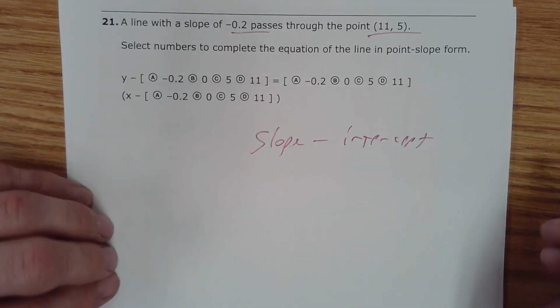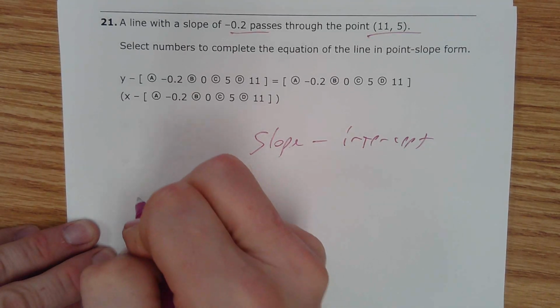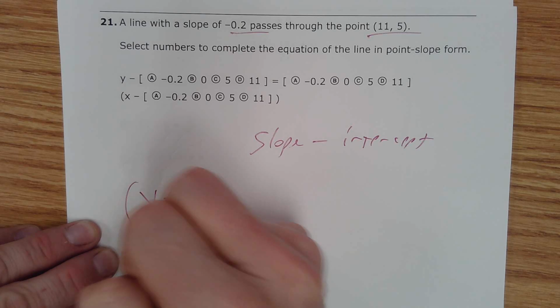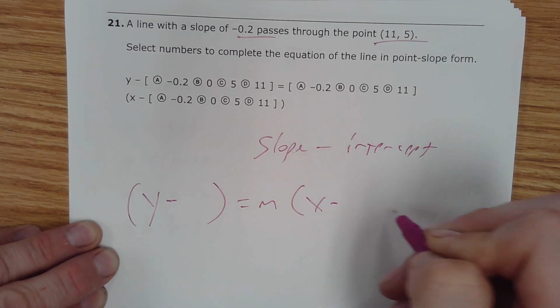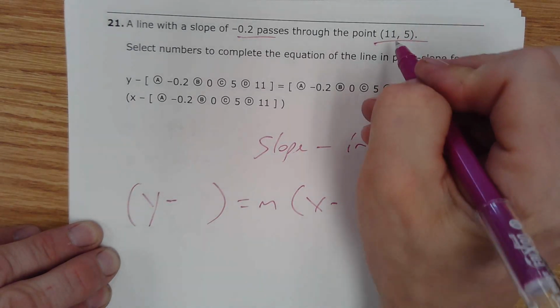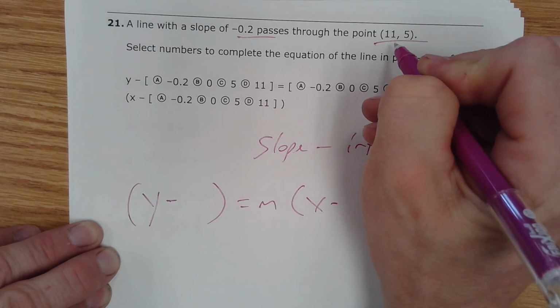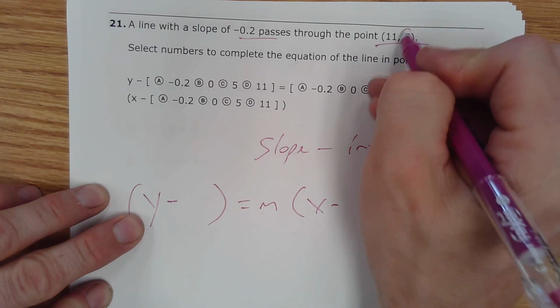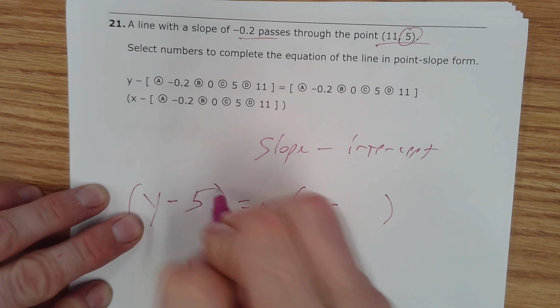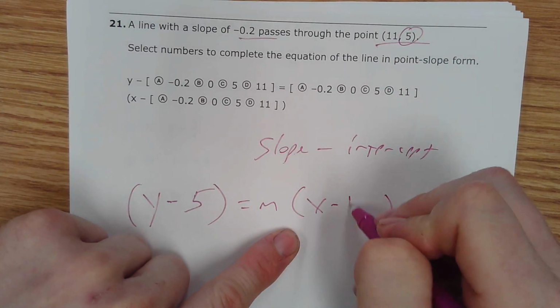Slope-intercept form, where it's going to make your template. Y minus some number equals m times x minus some number. Those some numbers are your x and your y values from here. Stage your equation with negative signs. Your y from here is your 5, it goes right here. Your x from here is 11, it goes right there.